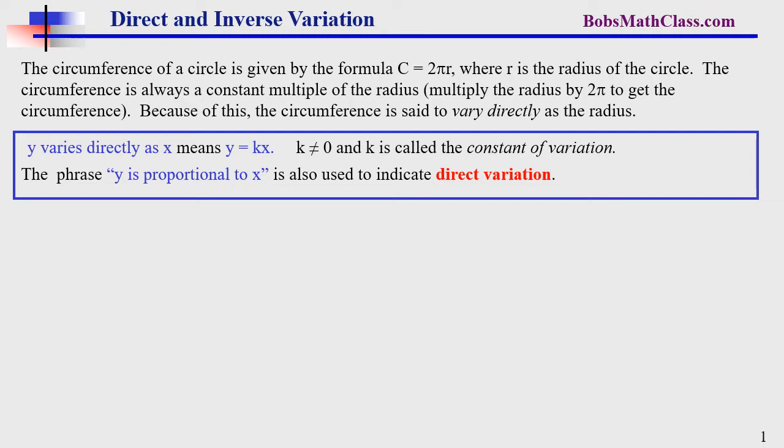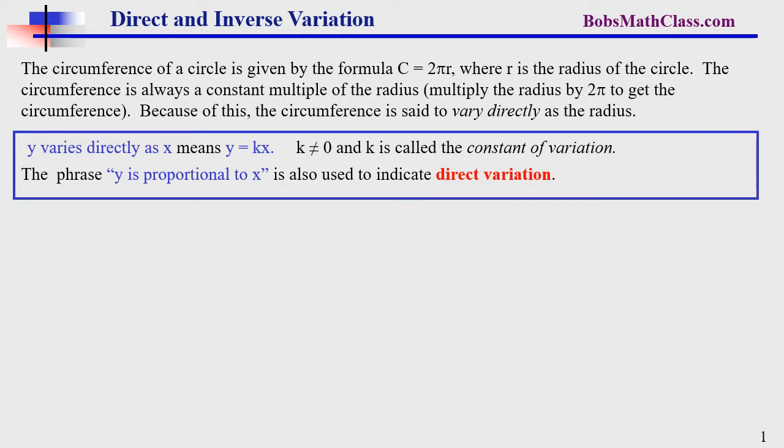Here's the formula. C equals 2 pi r, where r is the radius. The circumference is always a constant multiple of the radius. Doesn't matter what the size of this circle is. You find the radius and you multiply it by 2 pi and you're going to get the circumference. Because of this, the circumference is said to vary directly as the radius. The bigger the radius, the bigger the circumference.